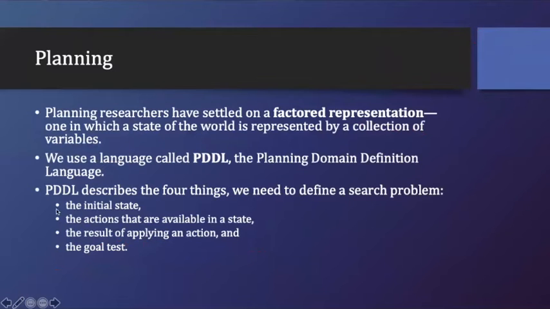So in planning, researchers have settled on a factored representation. Factored representation means there are different modules, and these different modules interact with each other, and they are not independent. They are dependent on each other. It is one in which the state of the world is represented by a collection of variables. Here we have different sorts of variables that we'll use to represent any state.